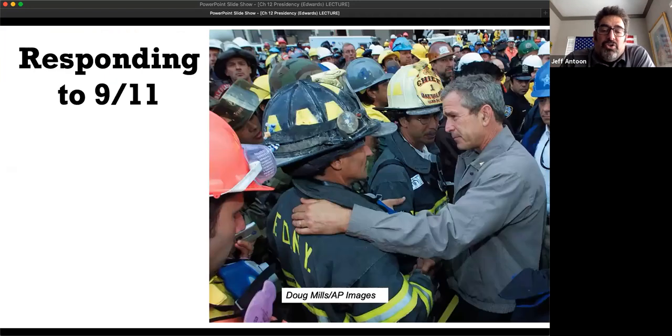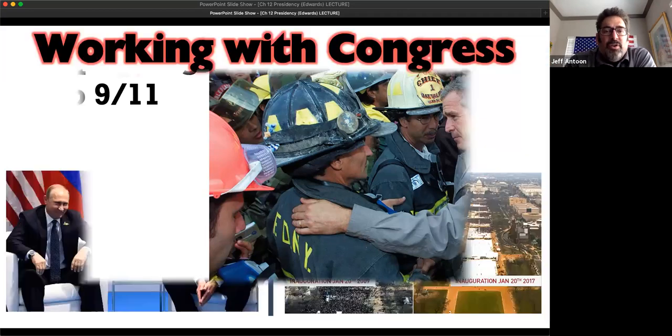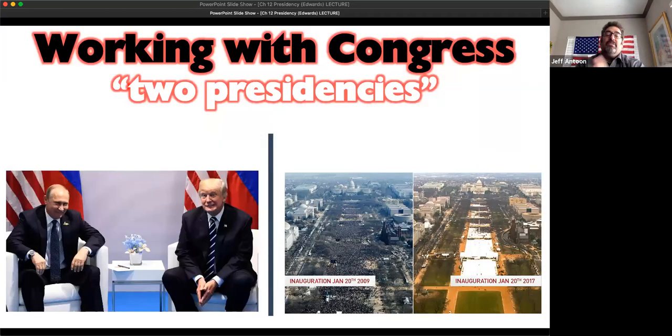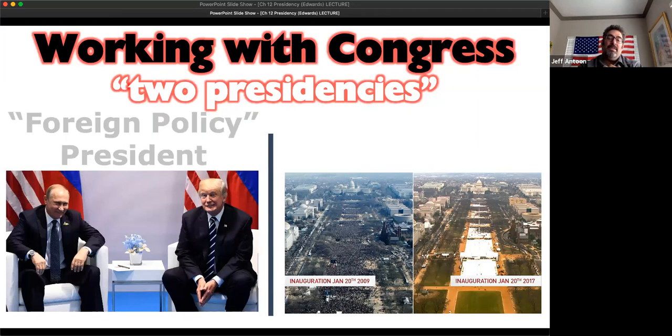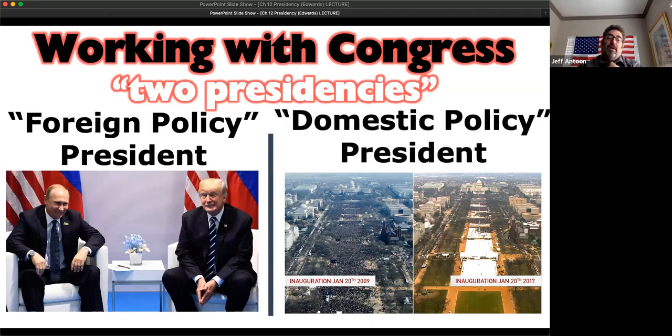So you can see here Bush in 9/11, he went down there. Congress didn't. Even though Congress gave lots of money for this event, Bush could do it immediately. And that's why they're a better crisis manager than Congress. And we have this idea of how they work with Congress or how they work with the world. It's considered this idea of two presidencies, the domestic and the foreign one. And on the left, you could see Trump with Putin from Russia. It's how he deals with foreign policy.